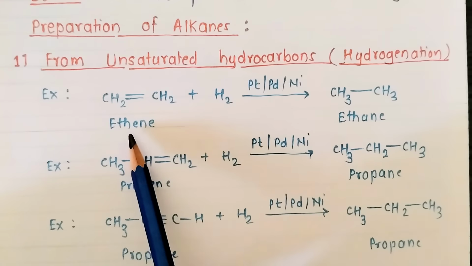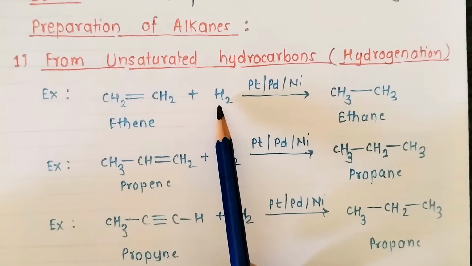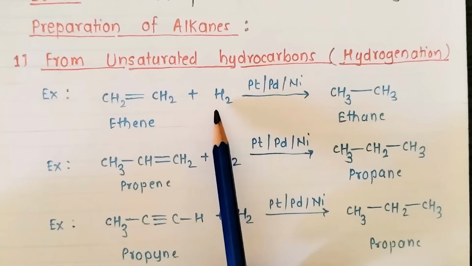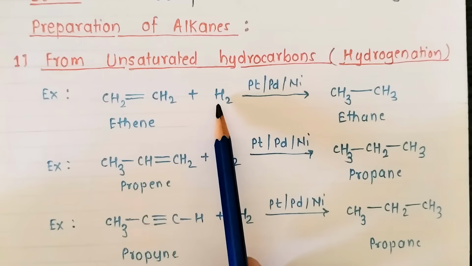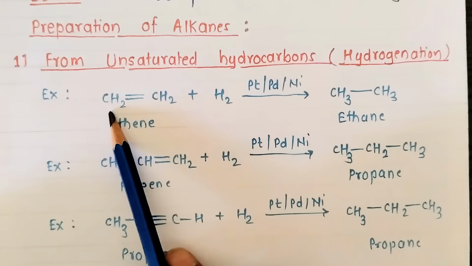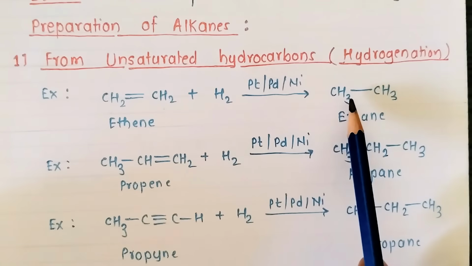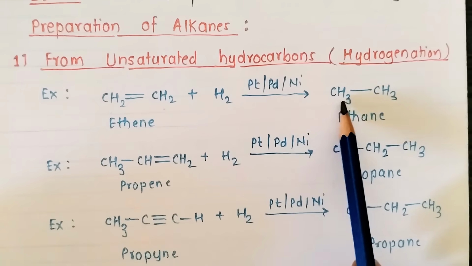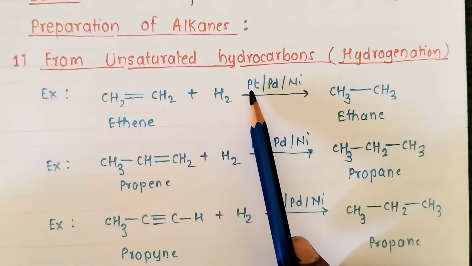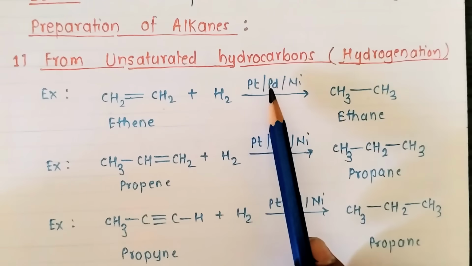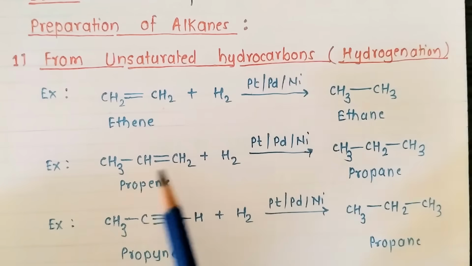Suppose we take the example of ethene. When ethene reacts with dihydrogen gas, here dihydrogen gas means an H2 molecule. From these two hydrogen atoms, one hydrogen atom is attached to the first carbon and the other hydrogen atom is attached to the second carbon to form ethane. This reaction is carried out in the presence of a metal catalyst like platinum, palladium or nickel.